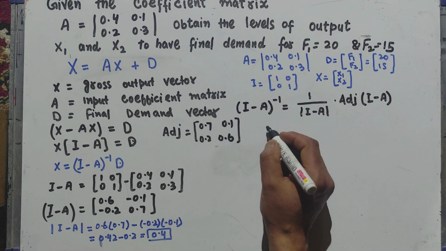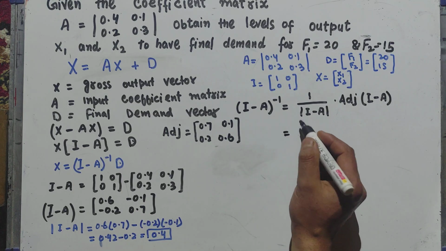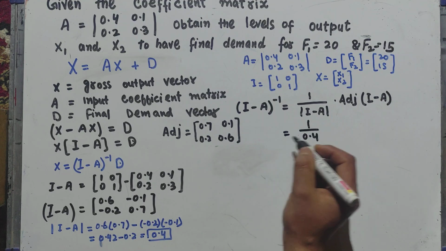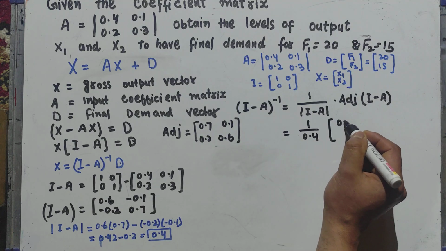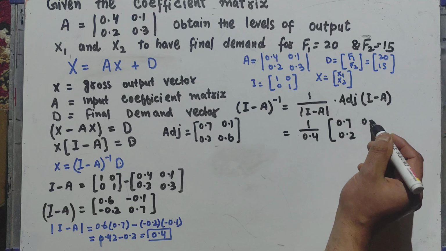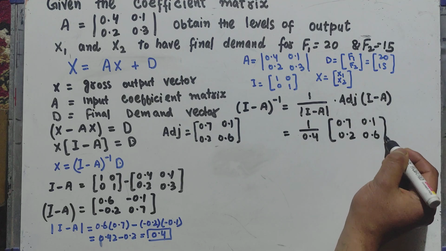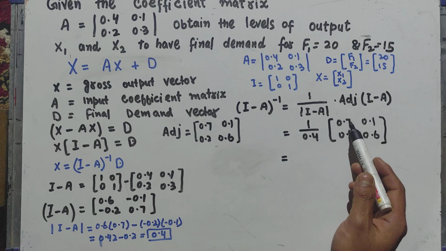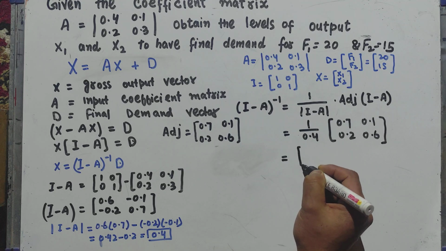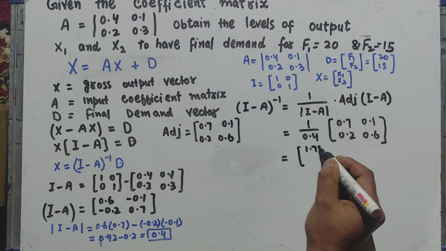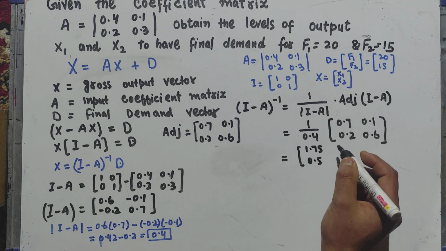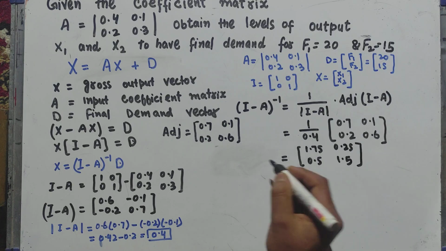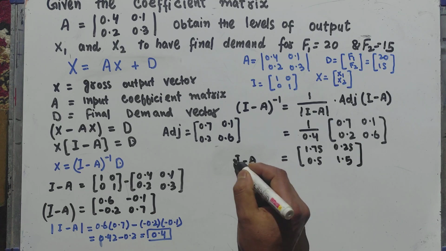So this is the adjoint. Then I minus A inverse is equal to 1 divided by the determinant, which we got as 0.4, times the adjoint, which is the matrix we calculated: 0.7, 0.2, 0.1 and 0.6. Now if I divide each of these elements by 0.4, we get I minus A inverse as 1.75, 0.5, 0.25 and 1.5. This is our I minus A inverse.